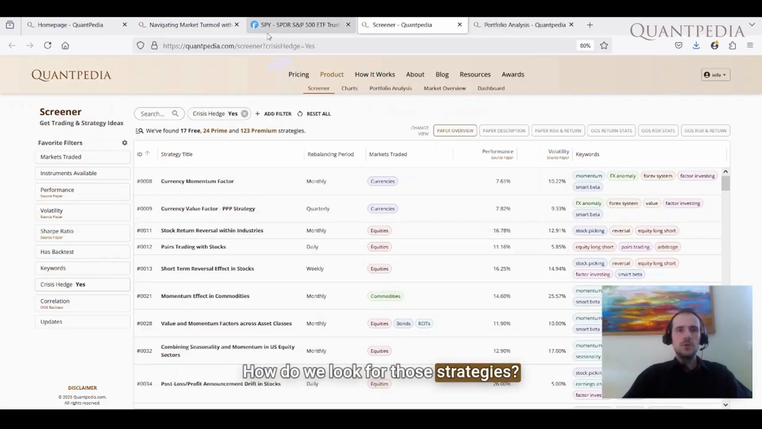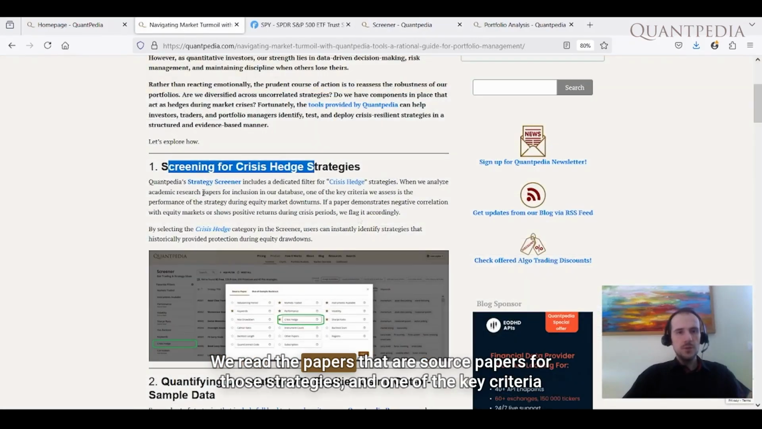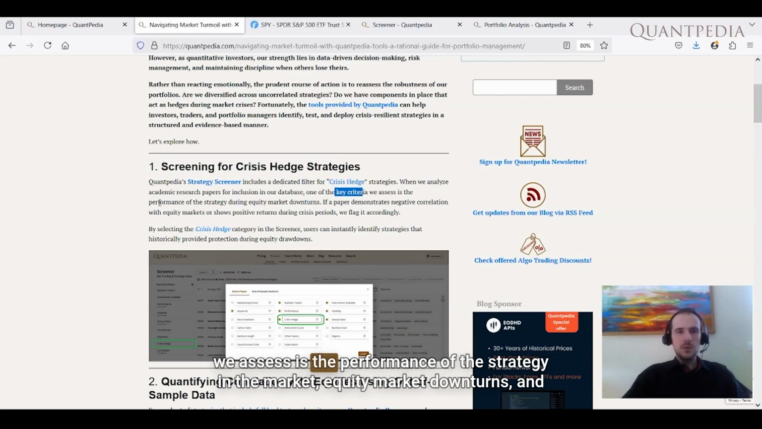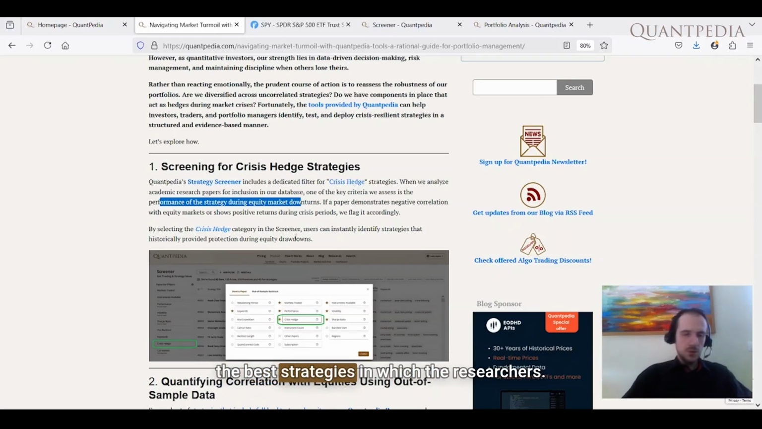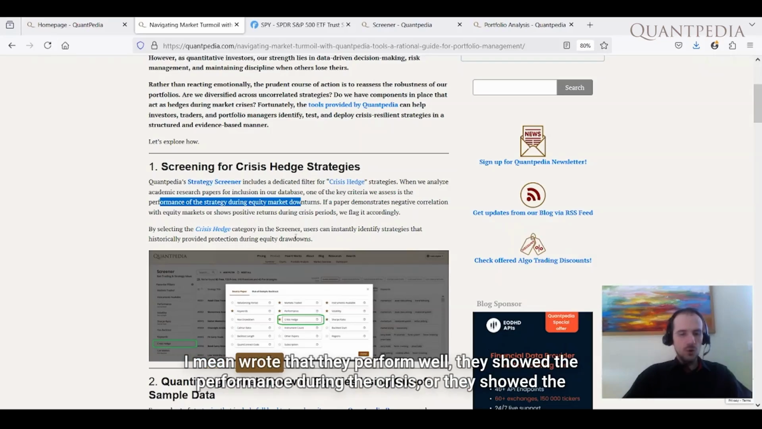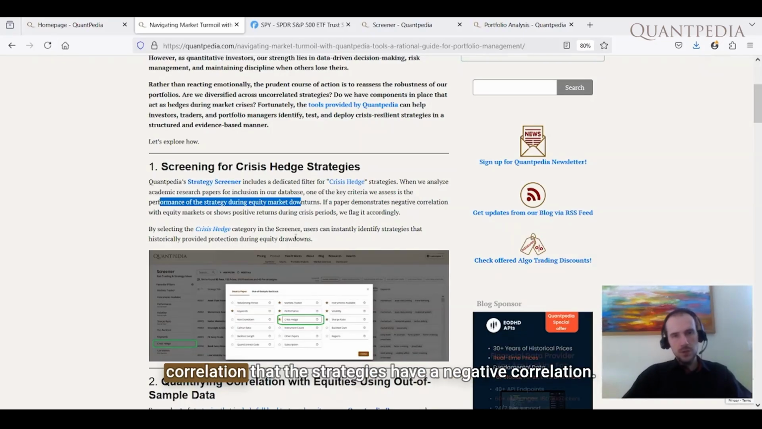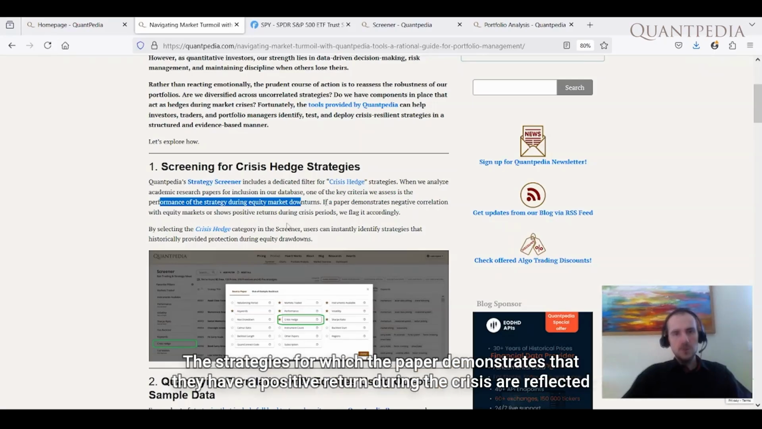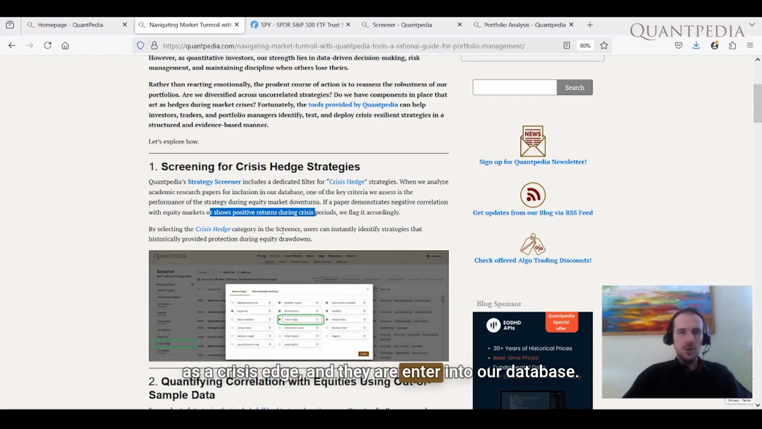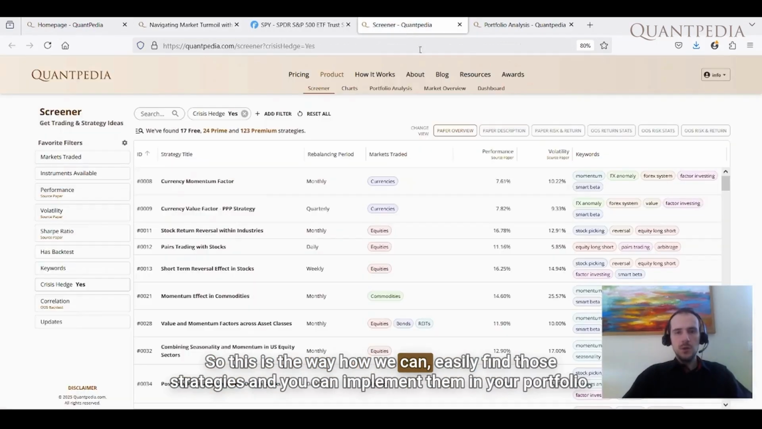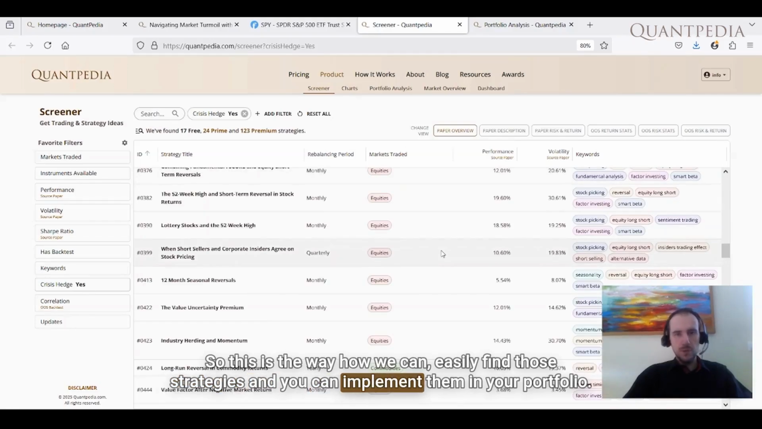How do we look for those strategies? We read the papers that are source papers for those strategies, and one of the key criteria we assess is the performance of the strategy during equity market downturns, and the best strategies are those where the researchers wrote that they perform well, they showed the performance during the crisis, or they showed that the strategies have a negative correlation. The strategies for which the paper demonstrates that they have a positive return during the crisis are flagged as a crisis hedge, and they are entered into our database. So this is the way you can easily find those strategies and implement them in your portfolio.